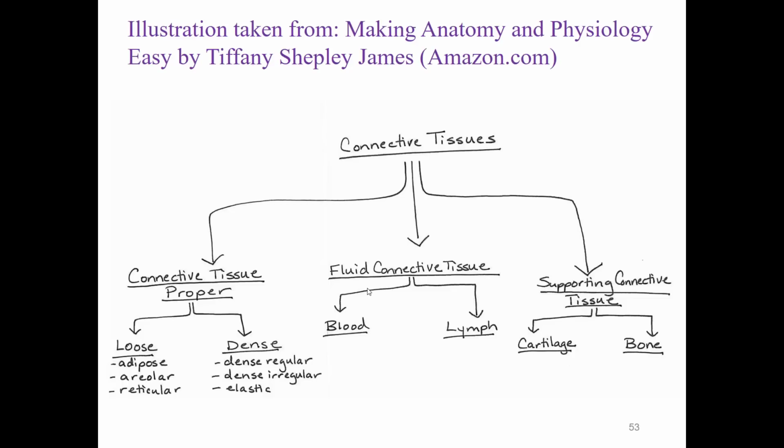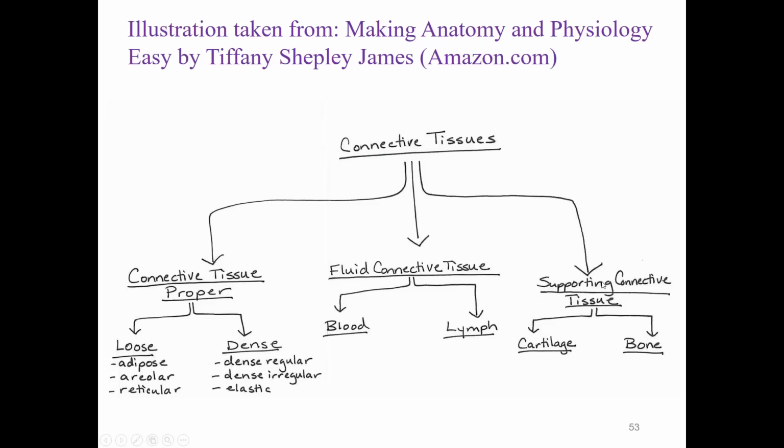So here's another quick chart from the study guide, and this is basically showing the three categories that we're going to find in connective tissue. So again, on the far left, connective tissue proper, and we're going to talk about that one first, and there are two types, loose and dense. We then have fluid connective tissue. There are two types, blood and lymph.